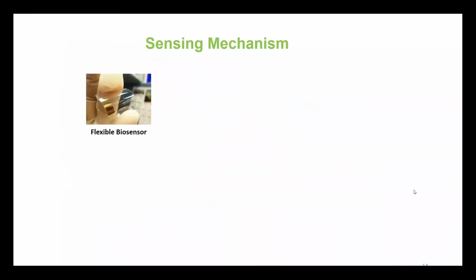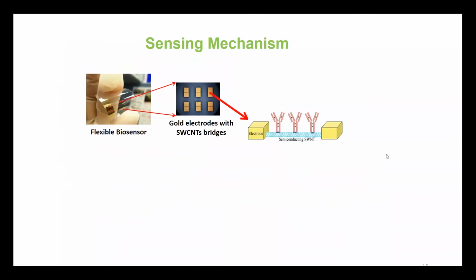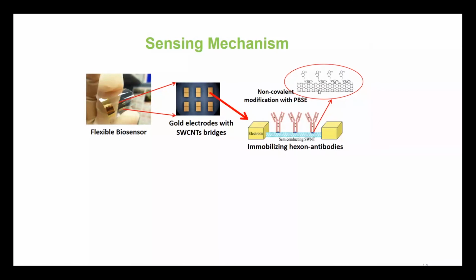This is our sensing mechanism, our flexible biosensor. They are our gold electrode and carbon nanotube bridge. So we immobilize antibodies, the hexon antibodies, directly on top of the carbon nanotube bridge, and then we use a non-covalent binding again. After this immobilization step, this system will be stable at 4 degrees, because we have antibodies on top, for months. After we make this immobilization and preparation of the nano device, we can just store them, and whenever we need, we can just get it and reuse it, okay?